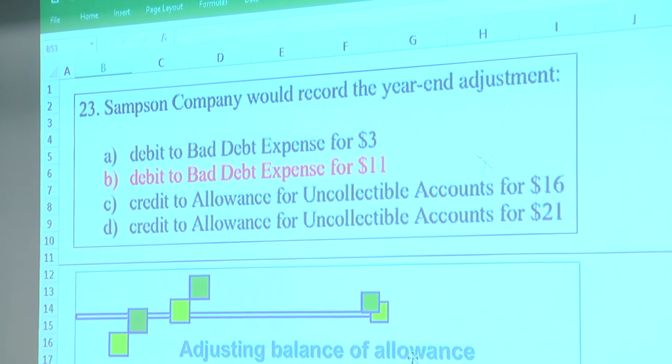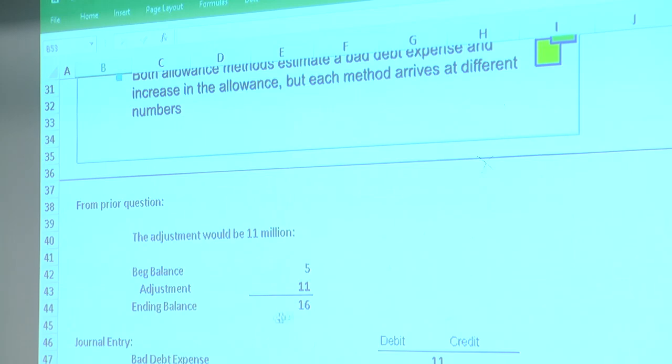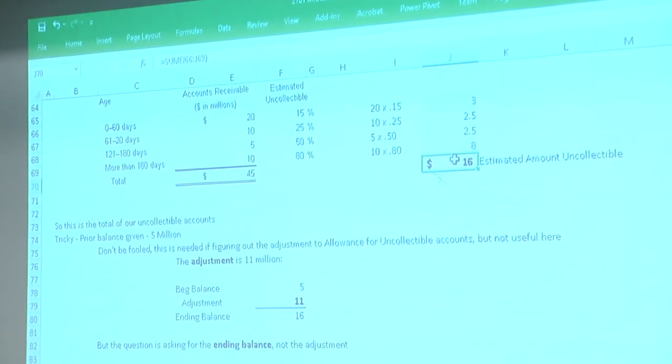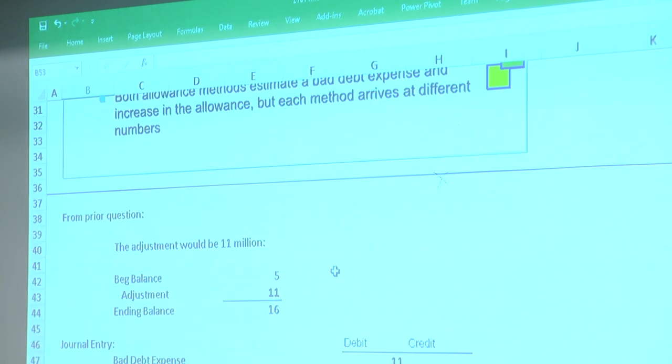So question 23, Samsung Company would record the year-end adjustment of what? And so we can go right back to our last question where we said our estimated uncollectible accounts, our ending balance, was 16, and it gave us the information that our beginning balance was 5. So the adjustment to plug in here is 11 to get us from 5 to 16, and that's the answer for question number 23.